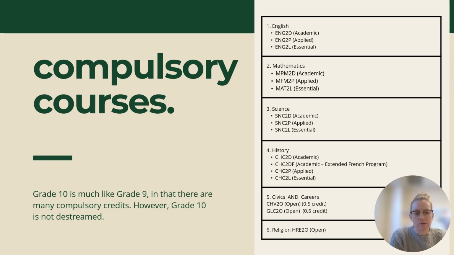Okay, so compulsory courses. In grade 10, it's a lot like grade 9 in that students don't get a lot of electives. There's a lot of compulsory credits covered in grade 9 and 10. The big difference between grade 9 and 10 is that grade 10 compulsories are not de-streamed. So grade 10 compulsories are streamed. You can see above me here that the compulsory courses students have to take are English, math, science, history, civics and careers, and religion.